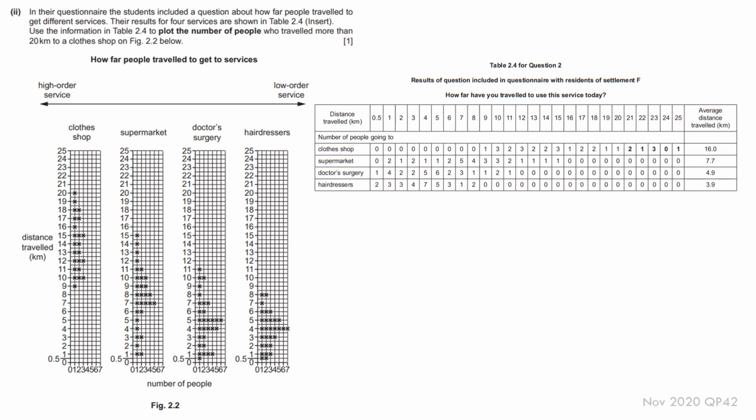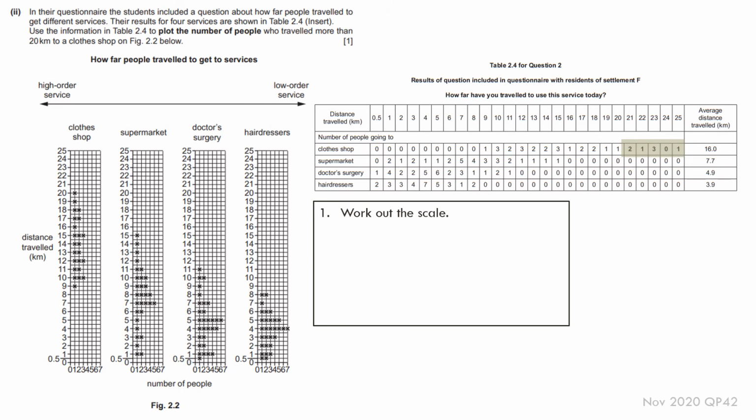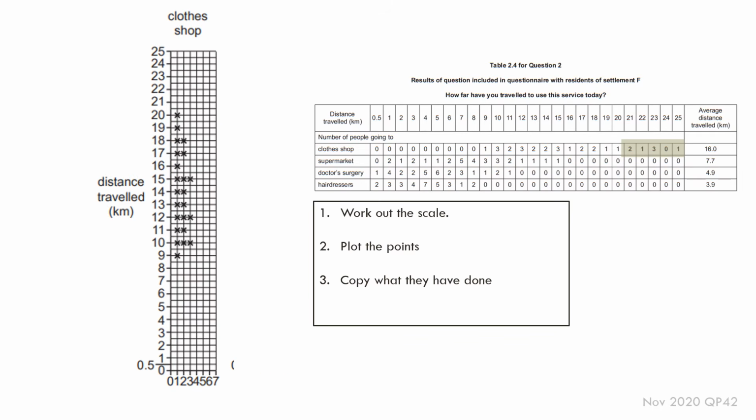This one question is slightly different to a tally. Instead of doing a line and a diagonal one across, they've plotted x's. So each x represents the number of values collected. I need to first work out the scale and plot the points and copy the examples they have done. So for example, you can see here at 15, 3 people have travelled that far. So I need to put 3 x's. If I go up, 21, I'm going to put 2 x's, 22, 1, 23, 3 x's, nothing for 24, and 1 for 25. So again, it's all about copying what they have done.